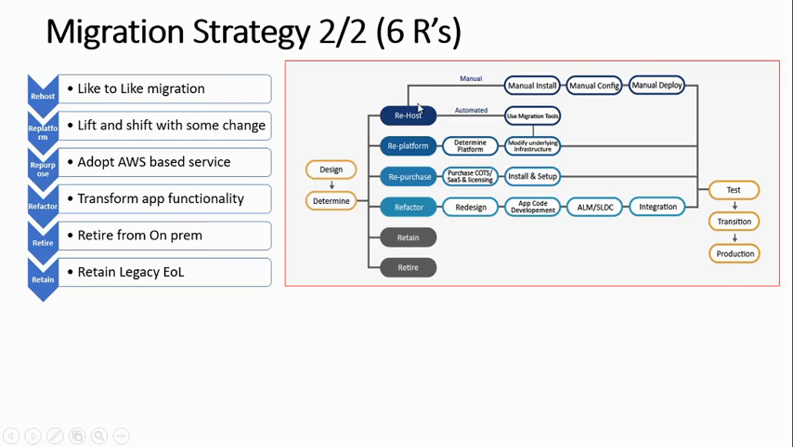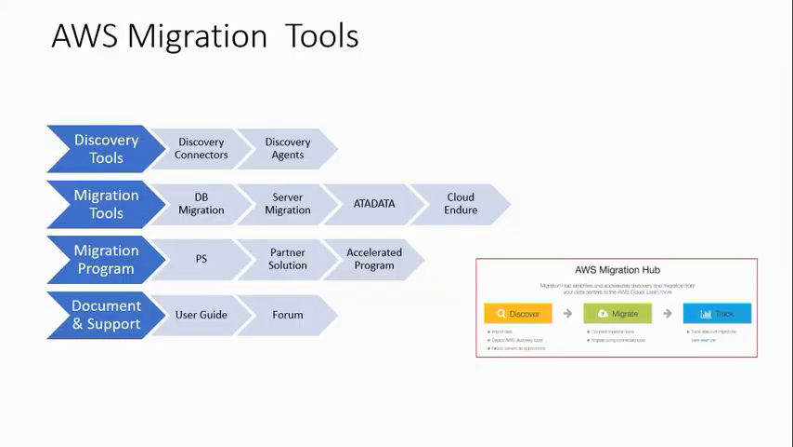So understand this: you have designed and determined, then you have to choose any of these methods, or many of these strategies. Maybe you choose rehost for some application, replatform for some, repurchase for some, refactor for some, and retain and retire for others. Based upon your planning document, you would choose these. Once it is done, test and transition to production. Hope you understand the 6 Rs. It is applicable to any of your cloud strategy programs. Moving to the migration tool.